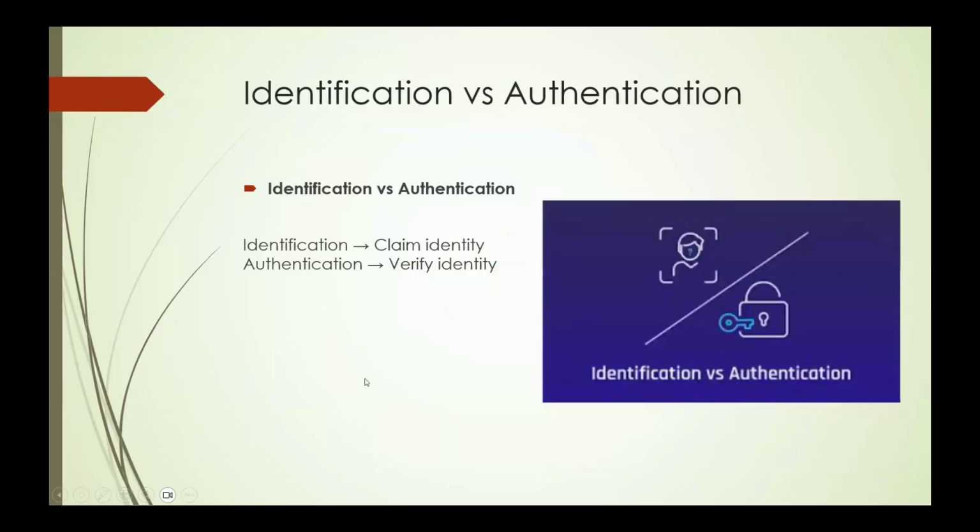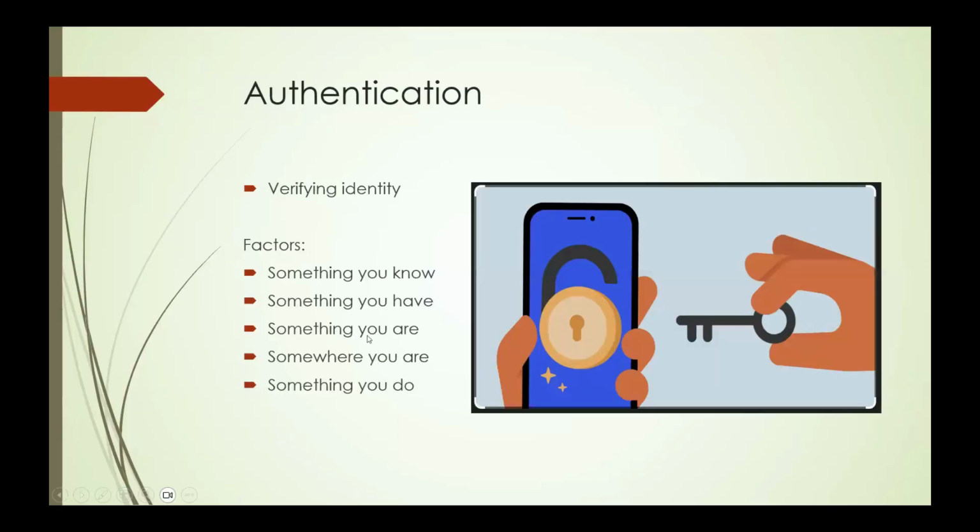Many of us get confused between identification and authentication. Identification means you claim your identity by giving your username, for example. Authentication is when the system verifies your identity after you enter a password, fingerprint, or OTP. In CISSP exams, they often test the difference.